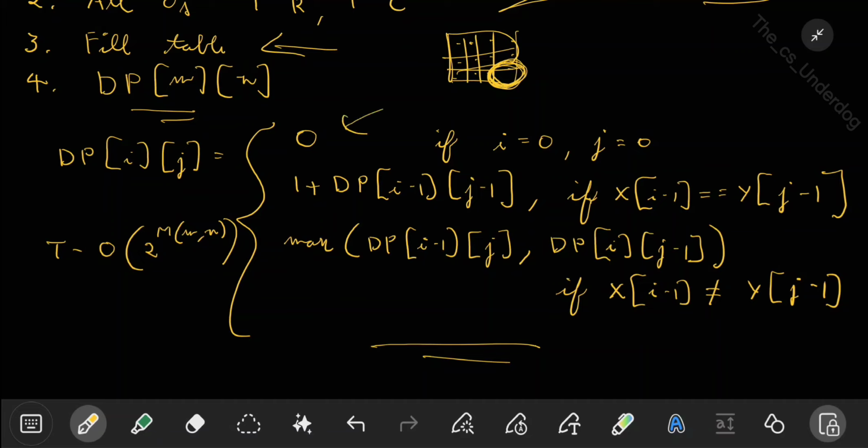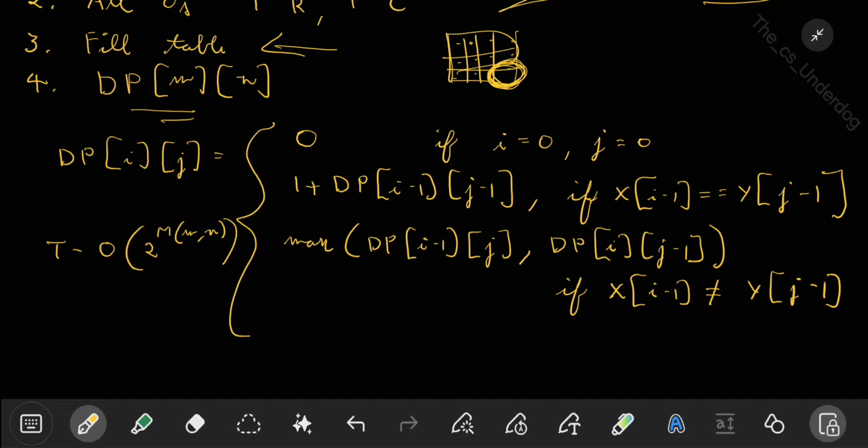If it is 0, you are simply writing 0, which means order of 1 work. What if the last letters are the same? If x of i minus 1 equals y of j minus 1, in that case you are simply fetching a value from one particular block and adding 1 to it. So this is also an order of one operation. What is the other case? In case the letters do not match, you are simply looking at two blocks inside the matrix and finding whichever is the largest.